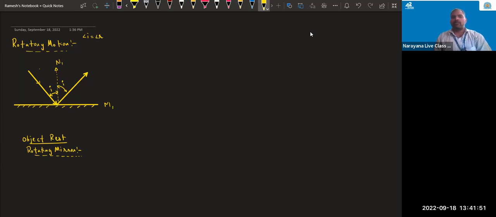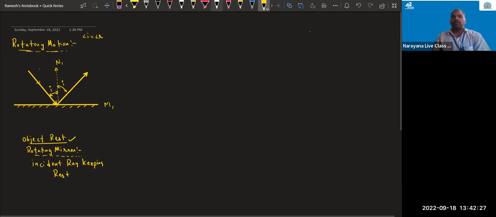Now what I am doing? Mirror I rotated. Yesterday, mirror is moving in a linear motion. Object is in linear motion. But hereafter, rotatory motion. Are you understanding? Mirror I am rotating. Object also I am rotating. But in this case, object I am keeping rest. Means incident ray I am keeping in the state of rest.